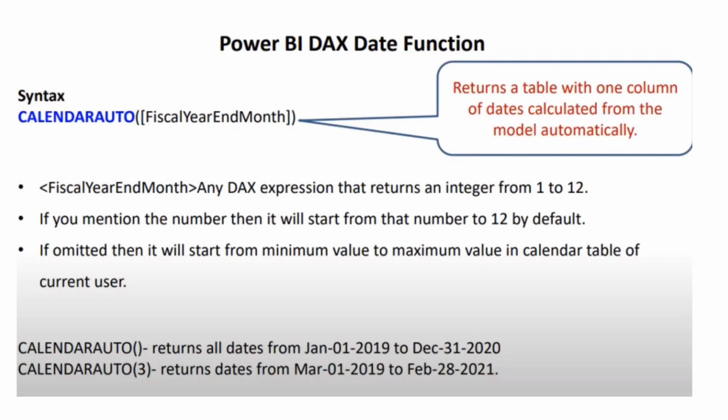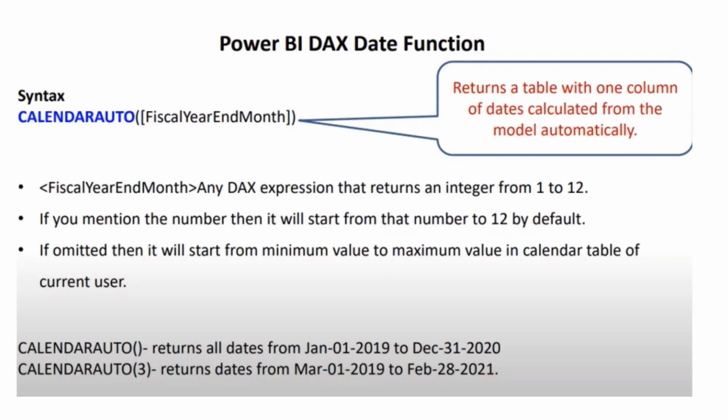Many of you might be wondering, what is the fiscal year? The fiscal year is like the financial year. In India, we generally start the fiscal year from the month of April. What this CALENDARAUTO function does is return a table with one column of dates calculated from the model automatically. Let us understand this in more detail.